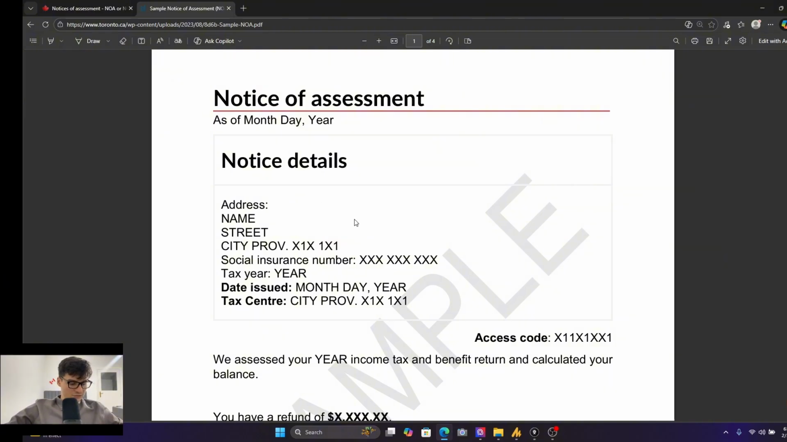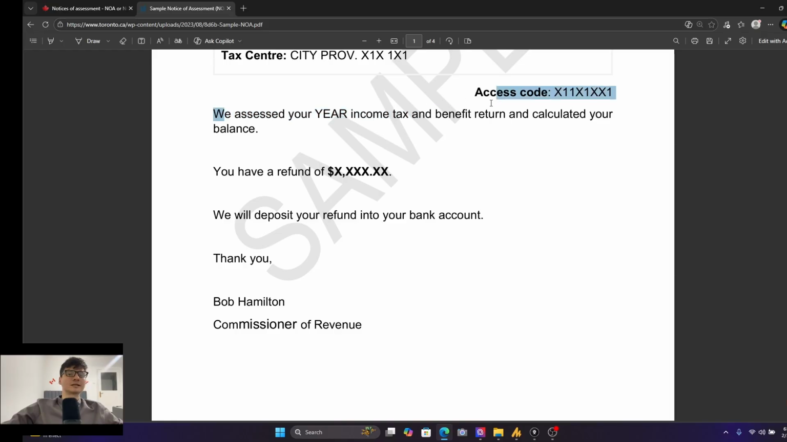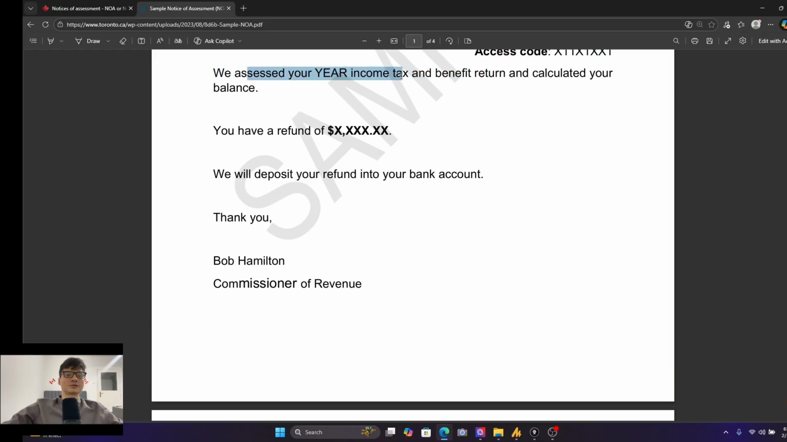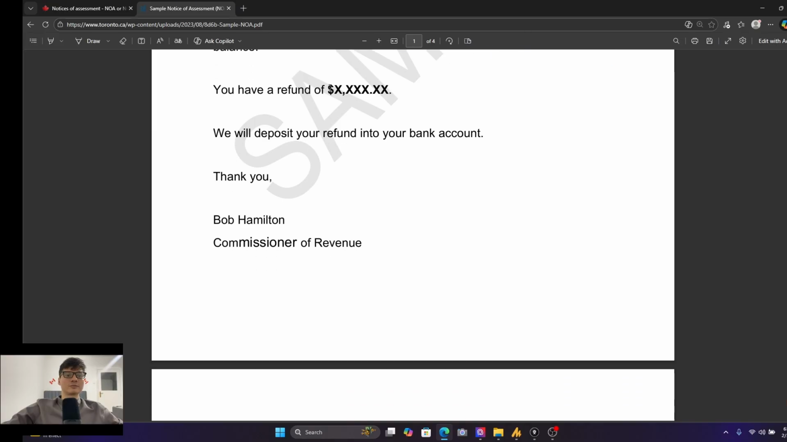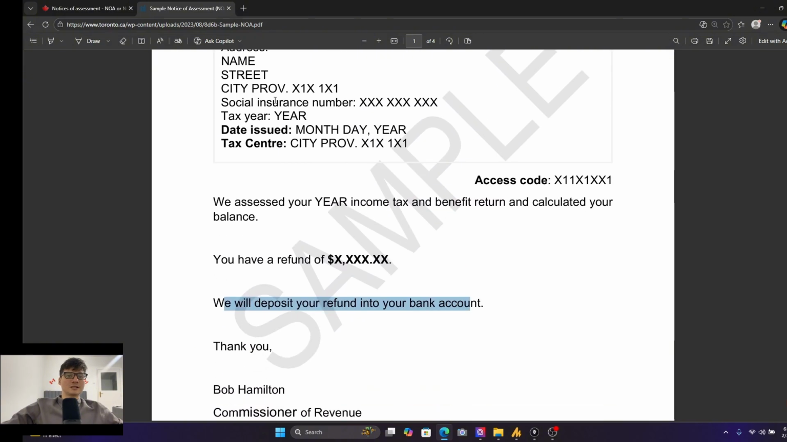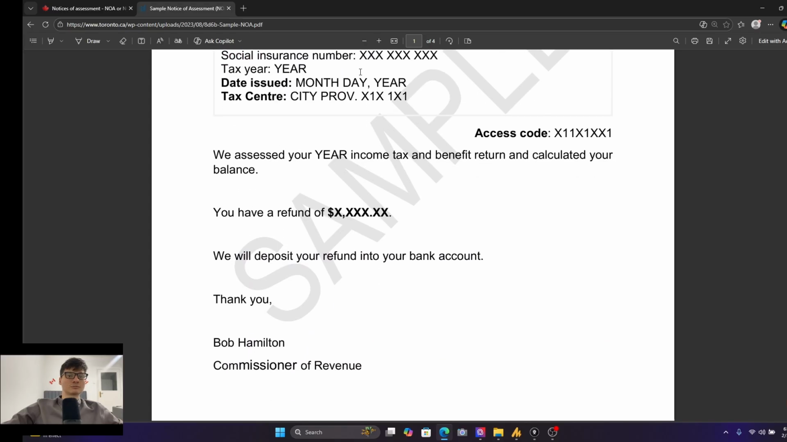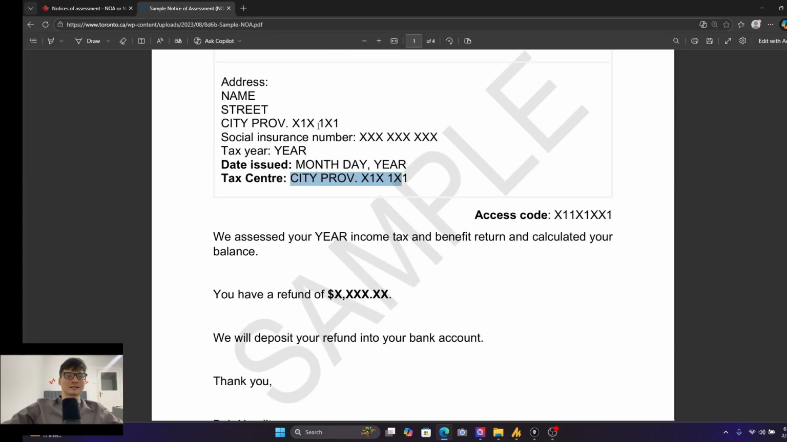So the first thing you're going to see is the tax year, the month, day, year, and the notice of assessment in terms of whether they assessed it as filed. So we assessed your year income tax and benefit and calculated your balance. You have a refund of X amount. We will deposit the refund into your bank account. On top of that, you'll have your name, street, city, social insurance number, and tax year. Your social insurance number will just be X'd out, except for your last 4 digits. The tax year here, the date, month and year it was issued, as well as the tax center. So essentially nothing too crazy over here.